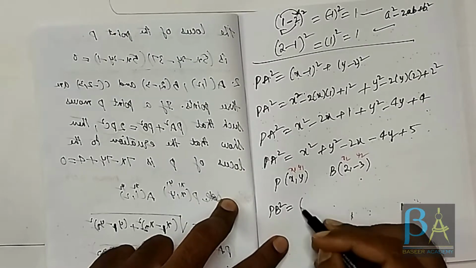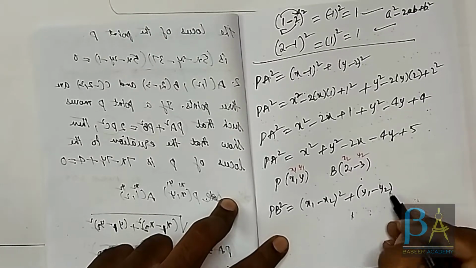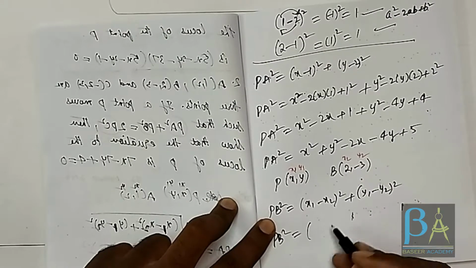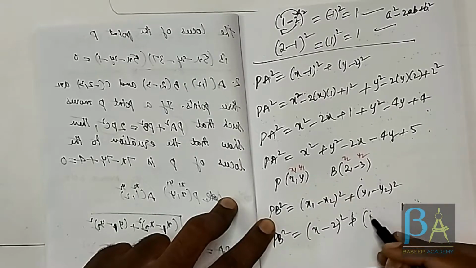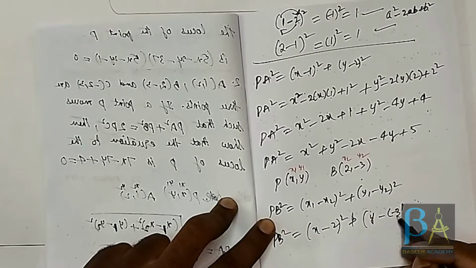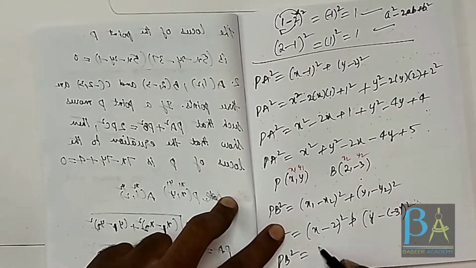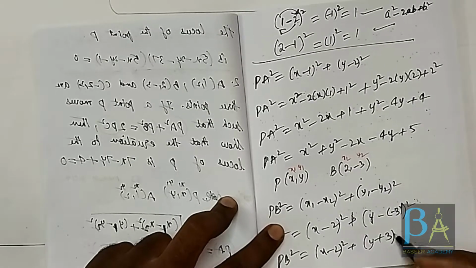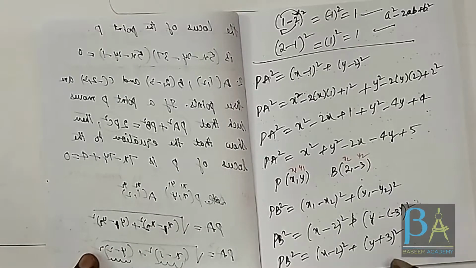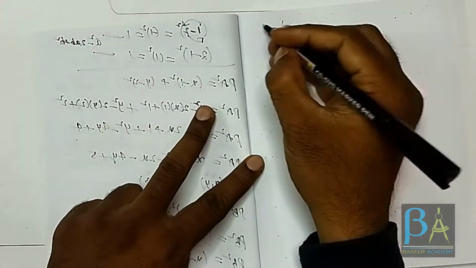So now what is the formula? x1 minus x2 whole square plus y1 minus y2 whole square, isn't it? Now in place of x1 I'm going to write x, in place of x2 let me write 2, in place of y1 let me write y, in place of y2 let me write minus 3. Now what happens? PB square is going to be x minus 2 whole square plus y minus into minus, that gives us plus y plus 3 whole square. Now I'm going to expand this using a minus b whole square formula. I'll expand this using a plus b whole square formula.